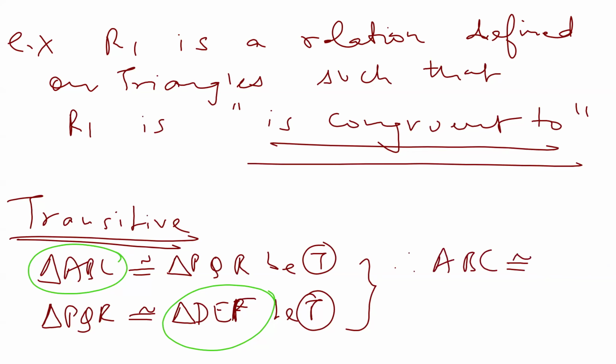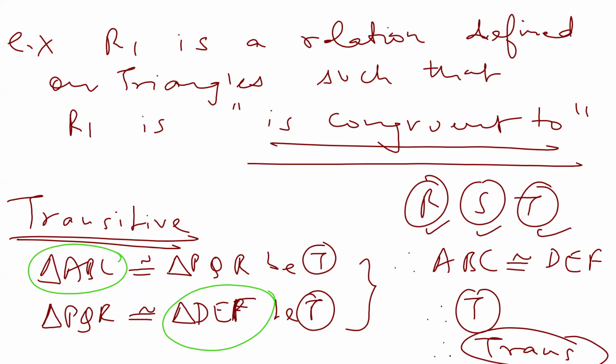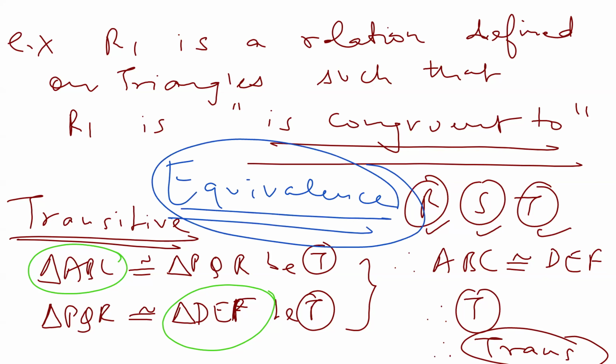Fine. Therefore, true. Therefore, it is transitive. So this example, yes, all three categories are true. Reflexive, symmetric, transitive, all three are true. So it is called as equivalence relation. Therefore, it is called as equivalence relation.